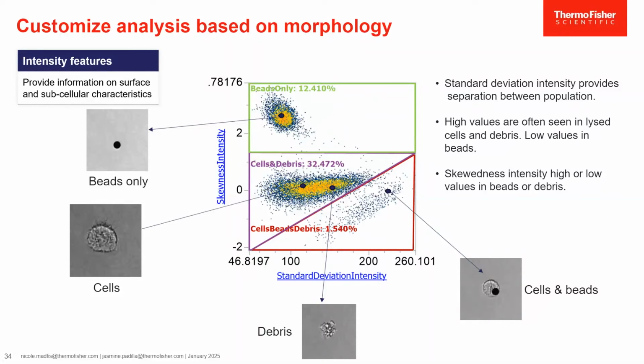The intensity features can be plotted against each other so you can see how the populations are separated based on morphology. This time it's pixelation. In this example, you can see differences between populations that have only beads, only cells, and cells with beads. You can exclude debris upstream in the analysis and our quality control gates, which are not shown here.